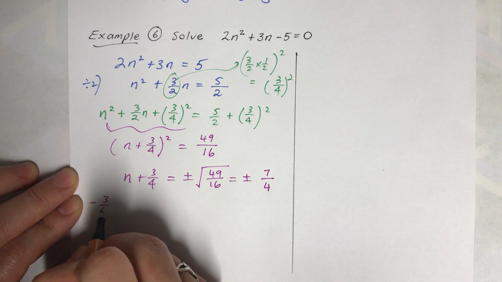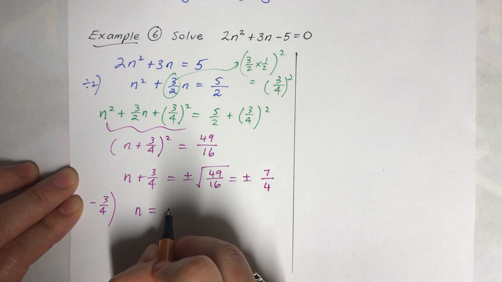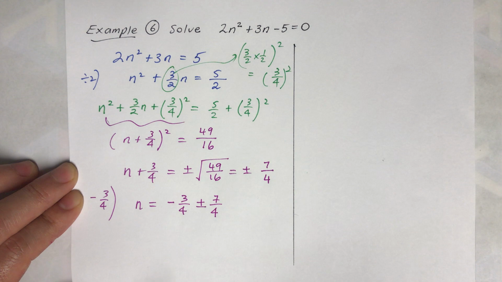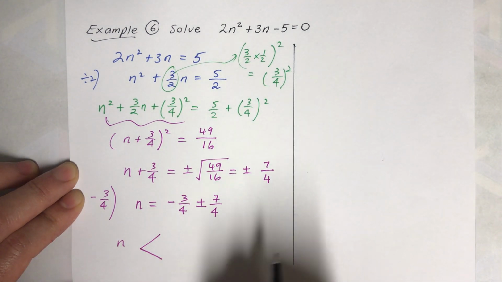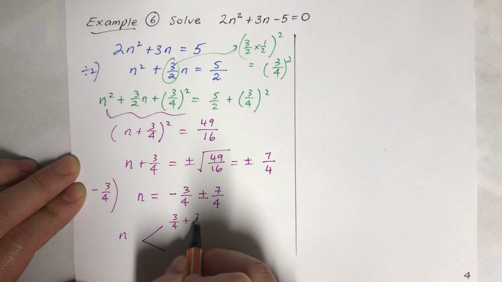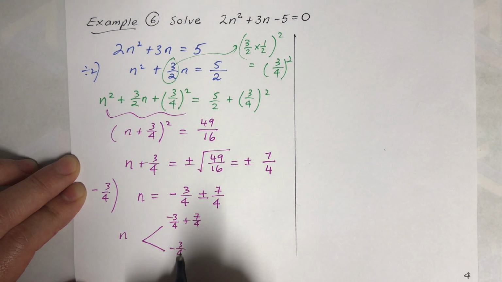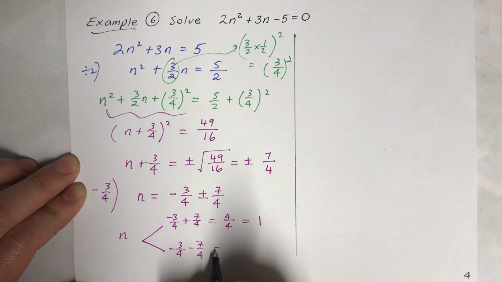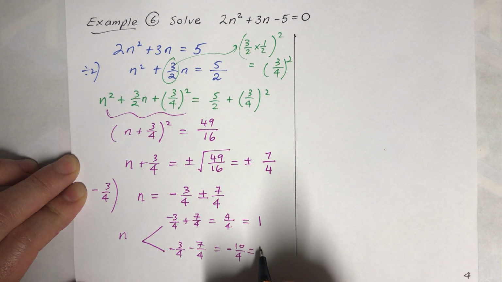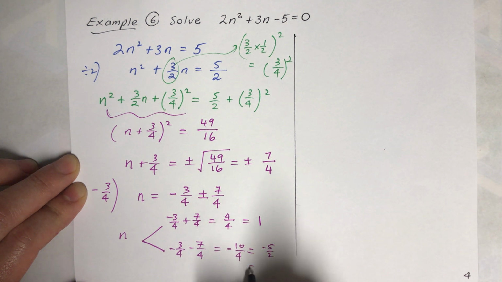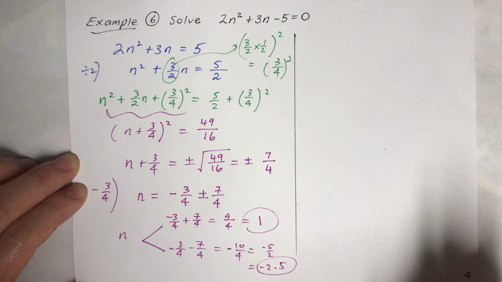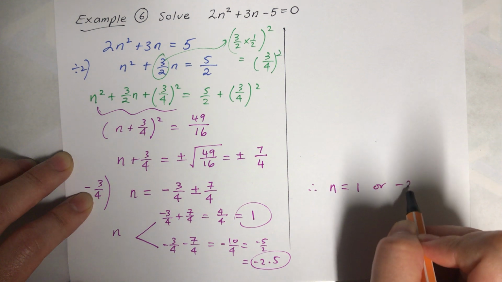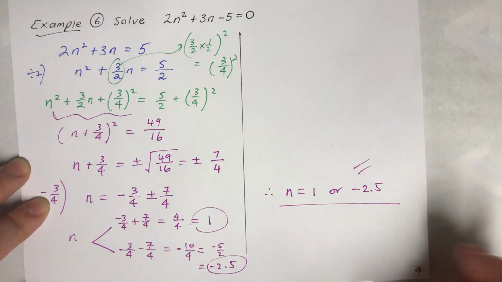And then I'm going to take away 3 over 4 on both sides. It'll be n equals minus 3 over 4 plus or minus 7 over 4. So basically it'll be minus 3 over 4 plus 7 over 4, which is 4 over 4, which is 1, or minus 3 over 4 minus 7 over 4, which is minus 10 over 4, which is minus 5 over 2, which is minus 2.5. Therefore n equals 1 or minus 2.5. That's what it is. Excellent, well done.